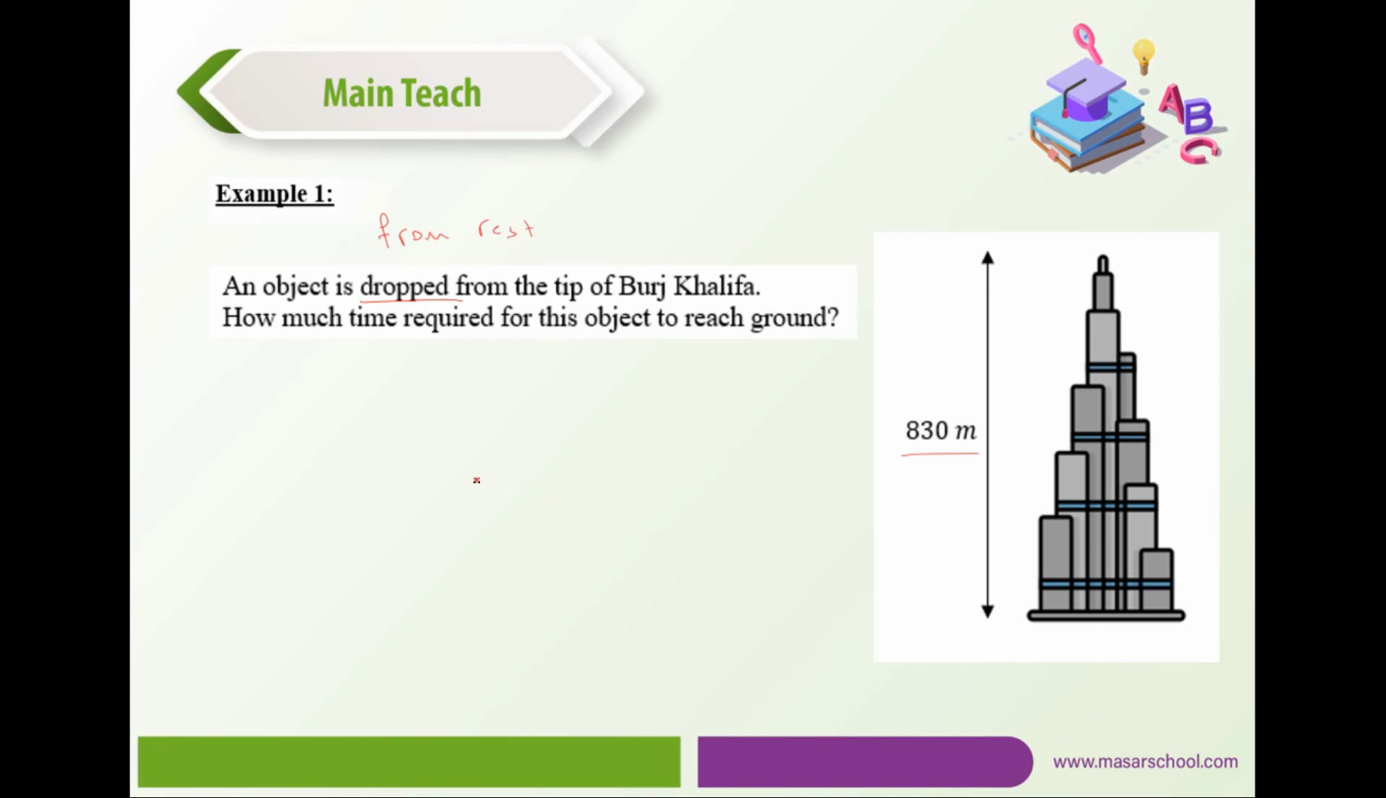Then by that we can use the previous formula to calculate the time lapse. The time lapse is given by the square root of 2h over g. H is 830 and g is 9.81, and the total time would be 13 seconds, which is a remarkable value.